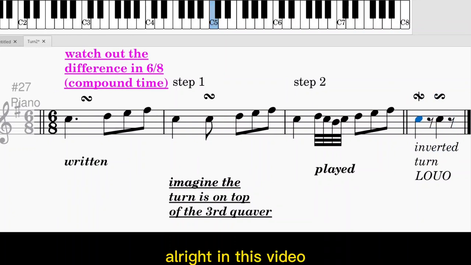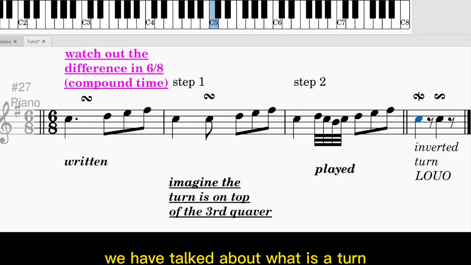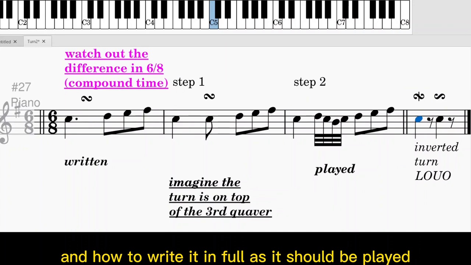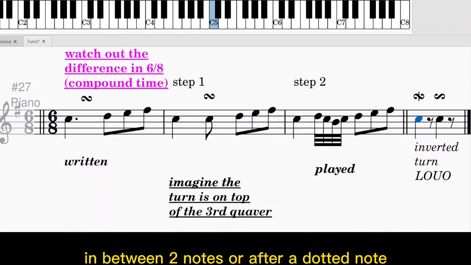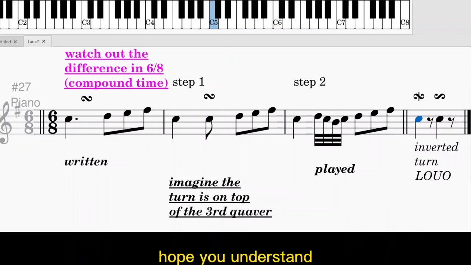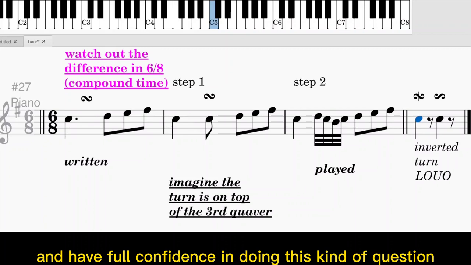Alright, in this video, we have talked about what is a turn and how to write it in full as it should be played. Remember the UOLO pattern, and there will be a difference when it is on top of a note, in between two notes, or after a dotted note. Hope you understand and have full confidence in doing this kind of question.